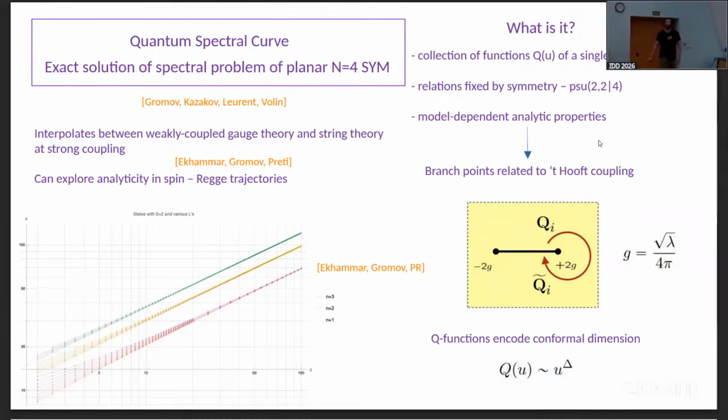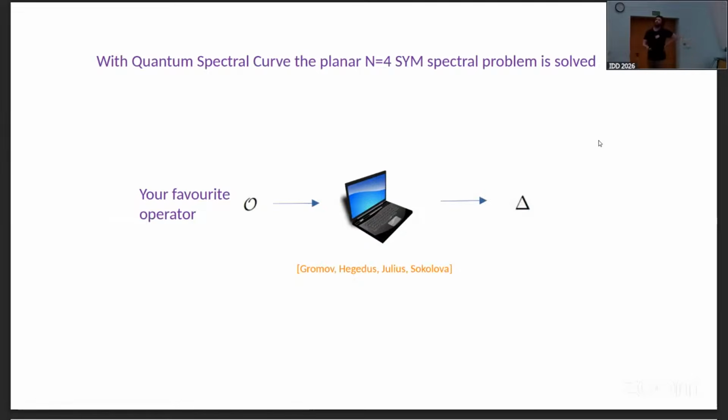Some nice features from this is that you can look at these conformal dimensions and interpolate from weakly coupled gauge theory all the way up to string theory. You can explore analyticity in spin and Regge trajectories. And quite recently, we did a systematic numerical strong coupling study where we were able to push the 't Hooft coupling all the way to 150,000, which I think you would probably agree is quite strong coupling. So with the quantum spectral curve, the spectral problem of N=4 super Yang-Mills is effectively considered solved.